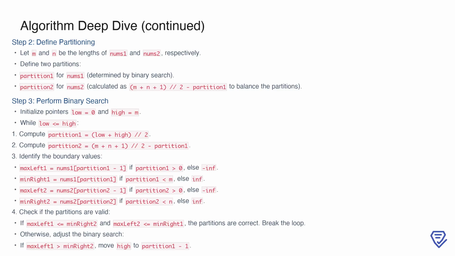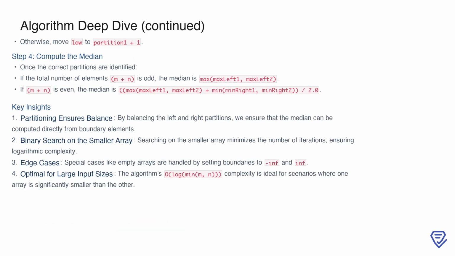If the boundary conditions are satisfied, meaning maxLeft1 is less than or equal to minRight2 and maxLeft2 is less than or equal to minRight1, the partitions are valid. Otherwise, we adjust the binary search. If maxLeft1 is greater than minRight2, we decrease high by moving it to partition1 - 1. On the other hand, if the boundary condition fails because maxLeft2 is greater than minRight1, we increase low by moving it to partition1 + 1.